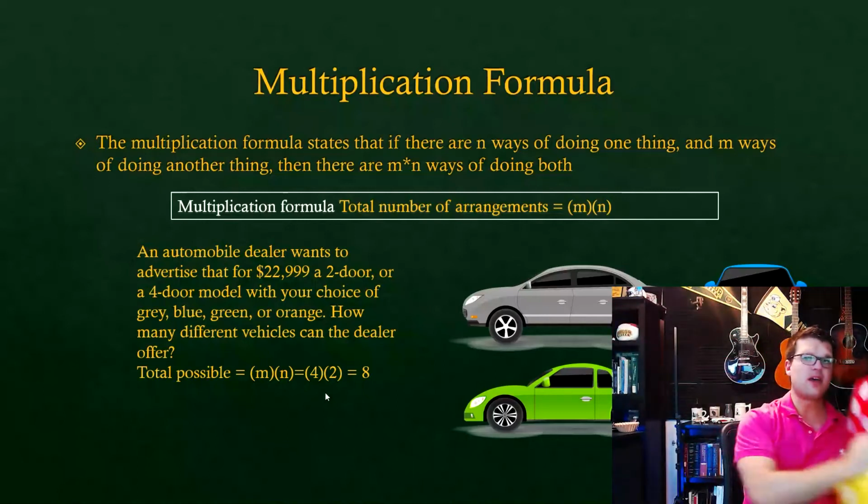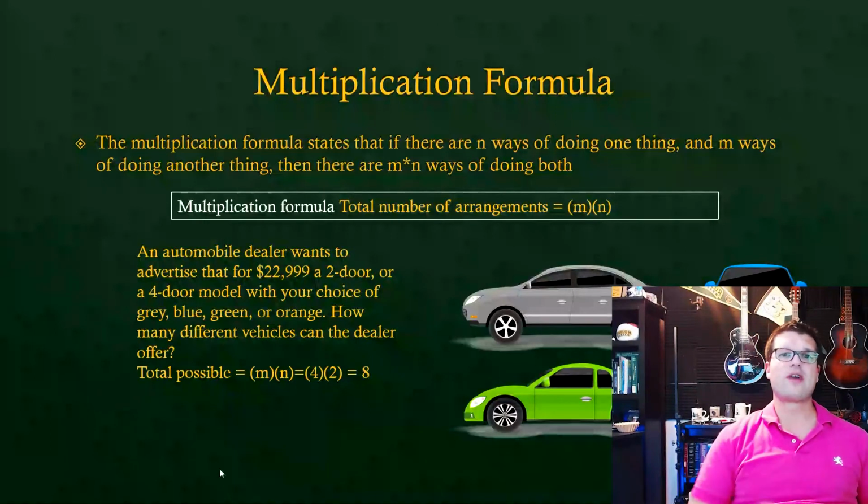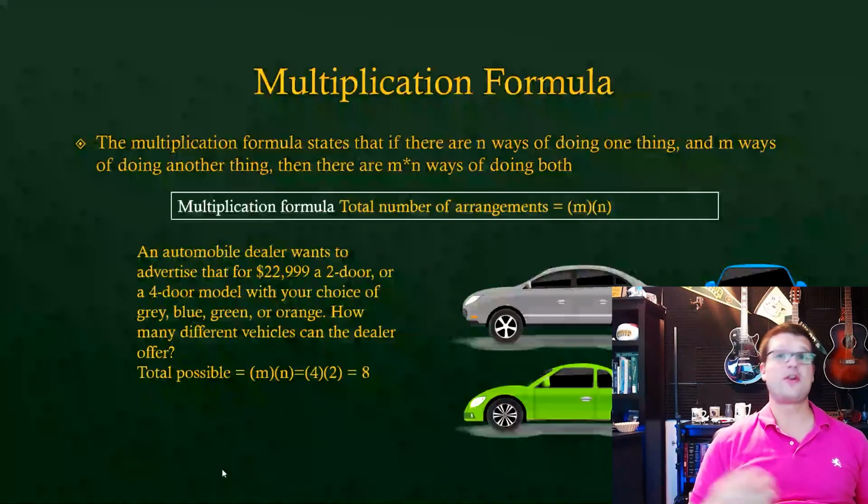In the same way, if this dealer looks at this and says, okay, we've got 4 different colors, 2 different types of doors, and 2 different trim packages for these cars, well, he's going to multiply again by 2, so now instead of offering 8 different cars, he's offering 16 different cars.